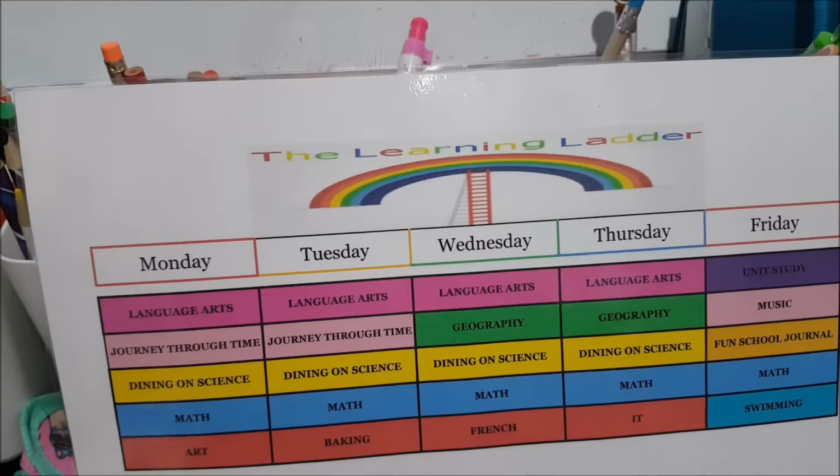Now with Journey Through Time, that's our history program. We're doing it on Monday and Tuesday, and again I'll do the same thing. I'm really utilising my planning sheet for Journey Through Time, and I'll split it on a Monday and a Tuesday. So I'll split what books we're going to read, what YouTube videos we're going to watch, what websites we're going to explore, and then what activities we're going to do.